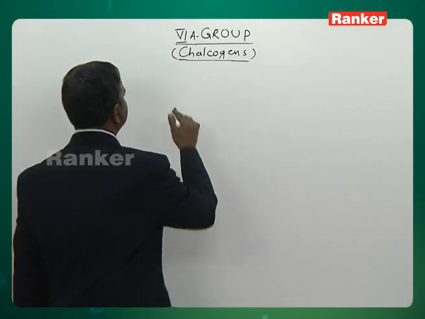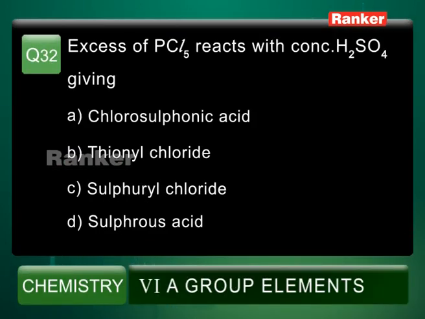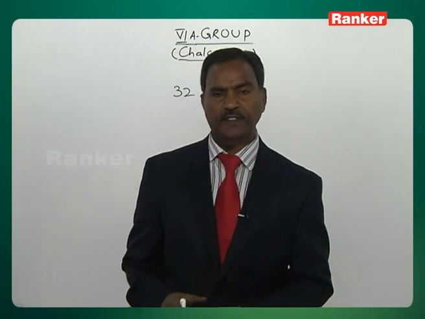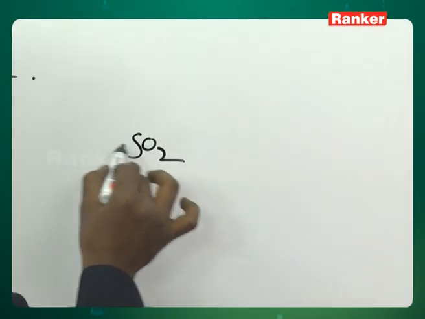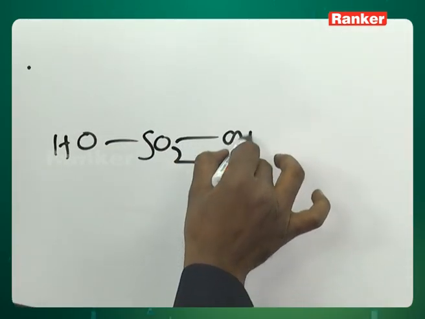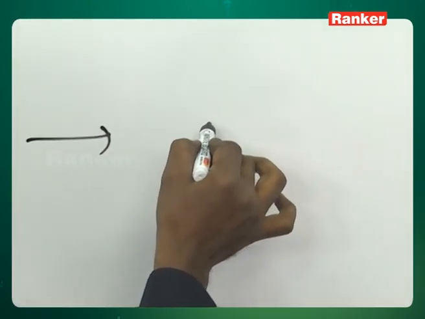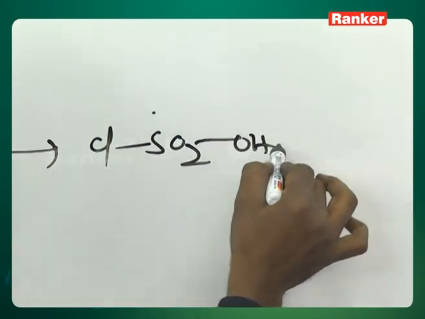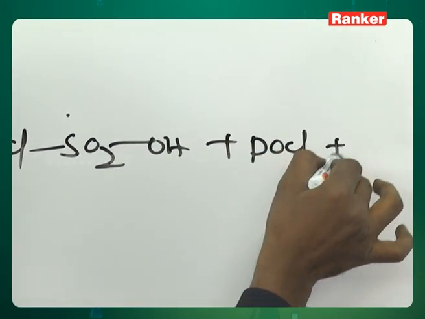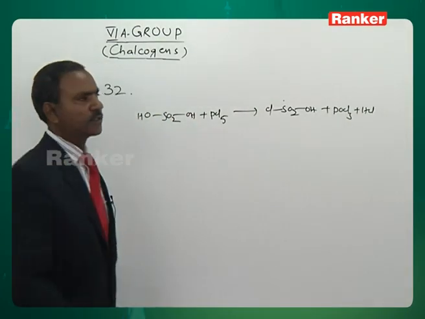Question number 32. Excess of PCl5 reacts with concentrated sulfuric acid giving: A, chlorosulfonic acid; B, thionyl chloride; C, sulfuryl chloride; D, sulfurous acid. Let us see the reaction between sulfuric acid and PCl5. This is sulfuric acid, SO2(OH)2. With PCl5, in the first step you are getting SO2(OH)Cl plus POCl3 and HCl. Chlorosulfonic acid you are getting.